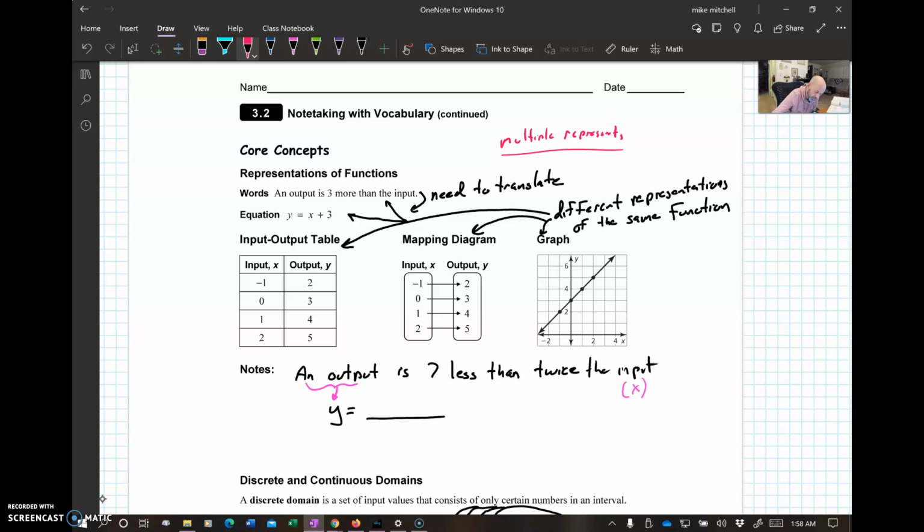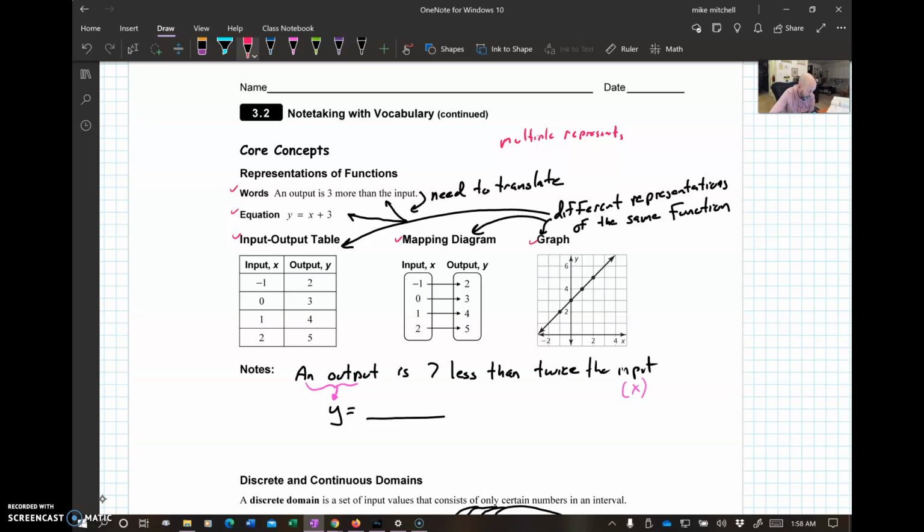So this shows us multiple representations here. Multiple representations are a big thing in math nowadays. Different ways to show the same thing. All these statements, we've got words, equations, input-output table, mapping, and graph. They are all the exact same thing. The output is 3 more than the input. That's in words. y equals x plus 3. y is my output, x is my input.